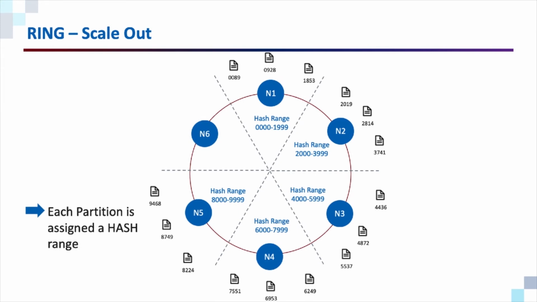But what about this rule? Each partition is assigned a hash range. Well, there is no available hash range for node 6. So what do we have to do? We reassign the hash ranges for the existing partitions. So on node 1, we will change the hash range to 0 to 1667, and we'll go around the ring, and we'll give everyone a new hash range, and now we have some free space so we can assign a hash range to node 6.